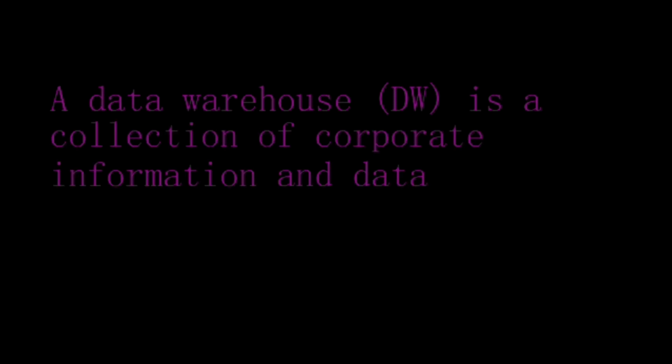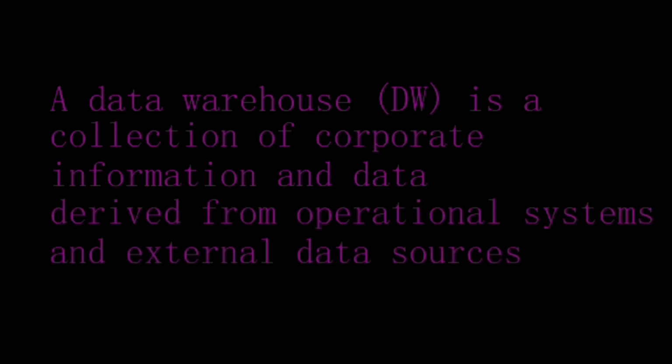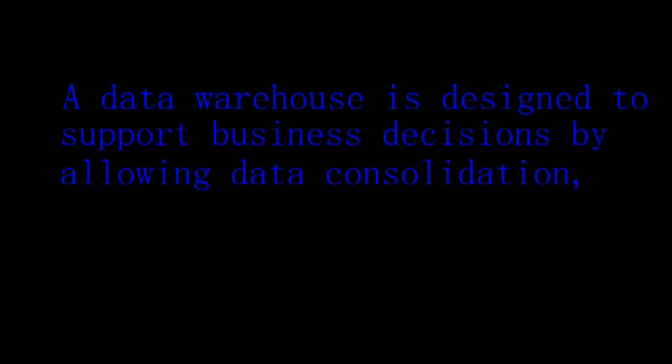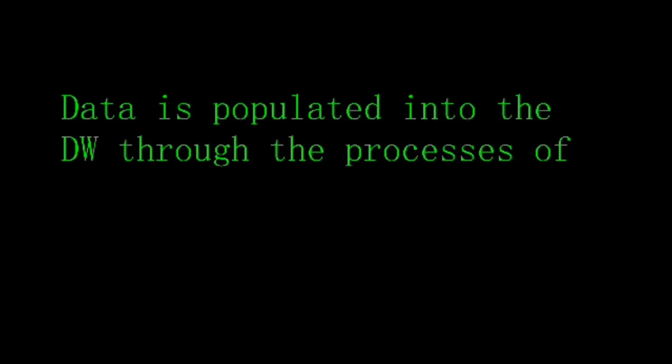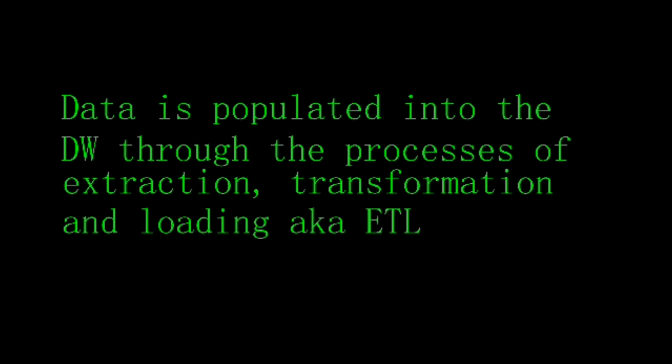A data warehouse is a collection of corporate information and data derived from the operational systems and external data sources. It is designed to support business decisions by allowing data consideration, analysis, and reporting at different aggregate levels. Data is populated into the data warehouse through the processes of extraction, transformation, and loading, aka ETL.